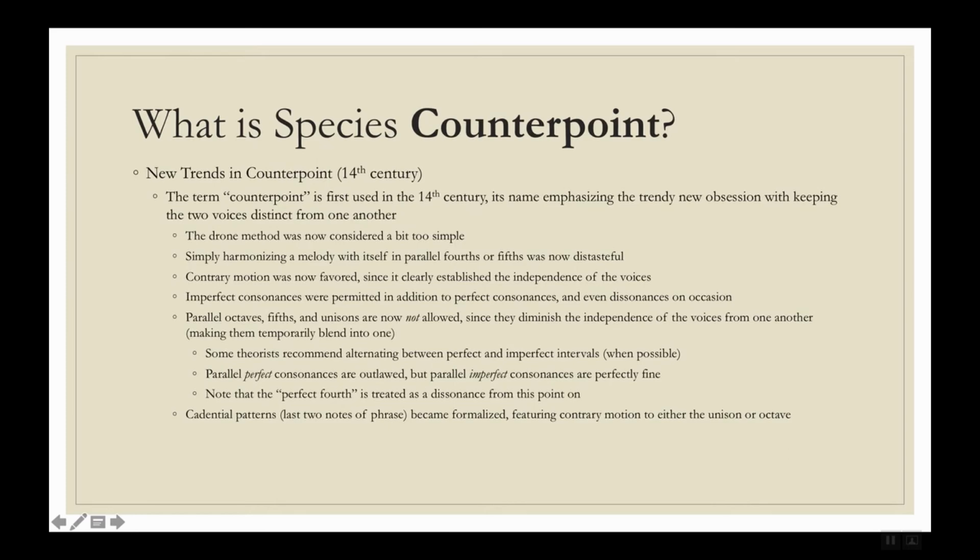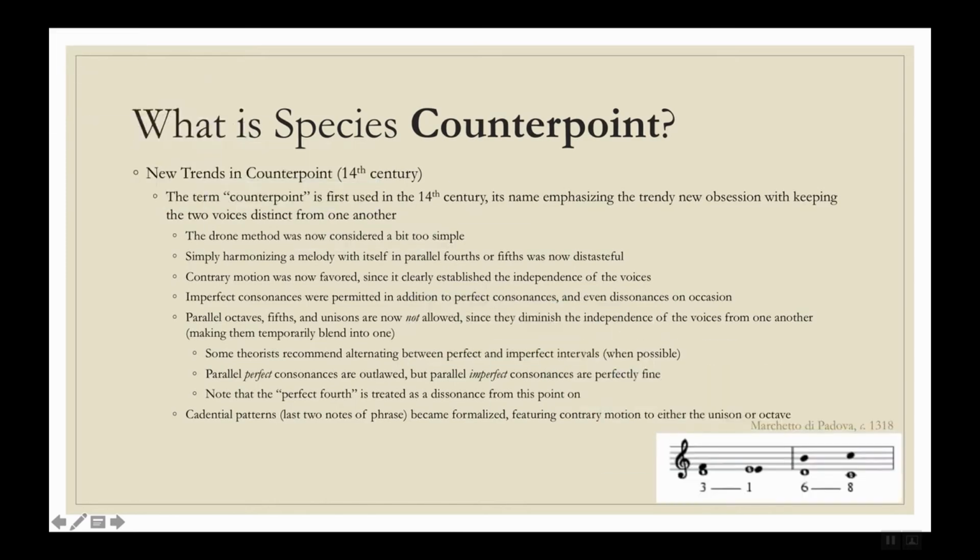Cadential patterns, that is the last two notes of the phrase, began to be formalized, and that's a big thing for us to learn in this unit. They featured contrary motion to either the unison or the octave. We saw in the last unit that the ends of phrases tended to end on unisons or octaves. The beginnings of phrases were often on unisons and octaves, or they were on fifths. But that's really important to think about. We're going to pay a lot of attention to beginnings and ends of phrases today as well.